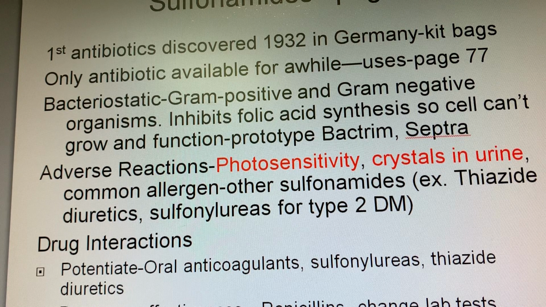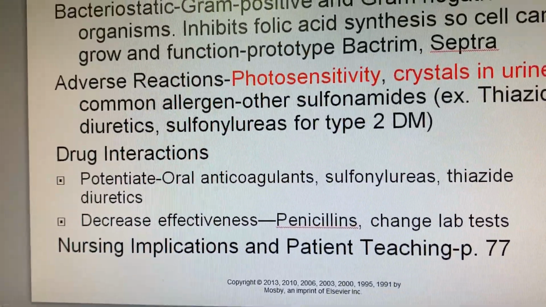Drug interactions, they tend to make oral anticoagulants work more powerfully, make bleeding times longer. They can butt heads with sulfonylureas and thiazide sulfonamide diuretics, and they can make each other work in a greater amount and give you greater reactions. They can decrease effectiveness of penicillins, and they can affect your lab tests to where they are not coming out accurately.